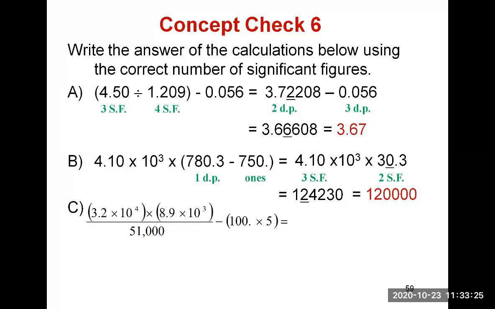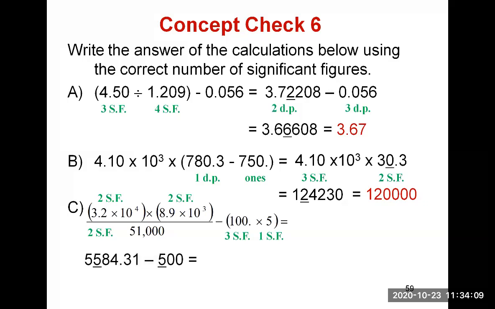And so each of these calculations are multiplications. So what matters are the number of significant figures. So let's determine the number of significant figures for each of these numbers. 3.2 has 2 sig figs, 8.9 has 2 sig figs, 51,000 has 2 sig figs, 100 with the decimal point shown has 3 sig figs, and then 5 has 1 sig fig. So when you are doing the first calculation to the left here, you will need to keep 2 sig figs. But when you're doing the other multiplication to the right, you will need to keep 1 sig fig.